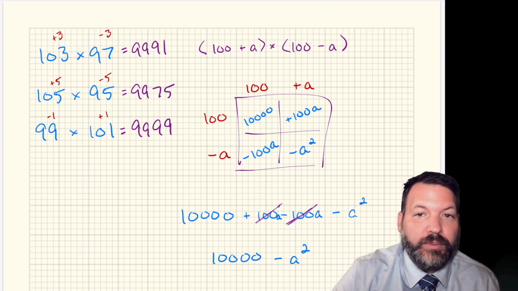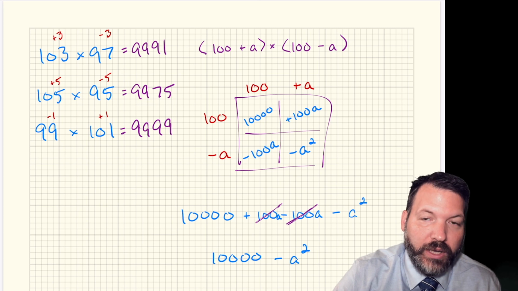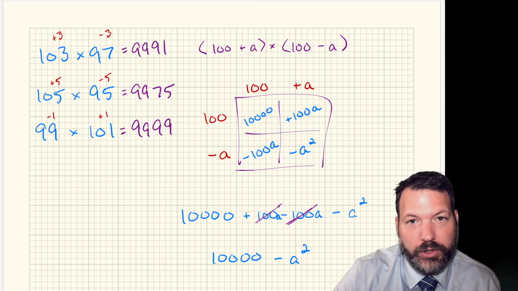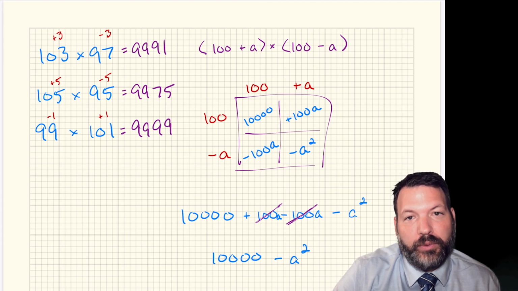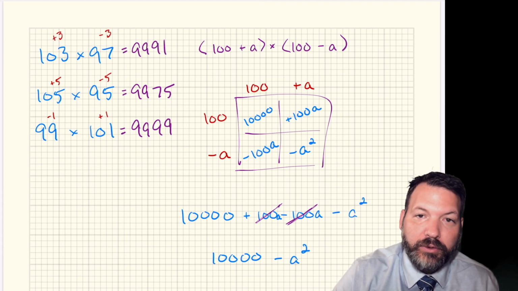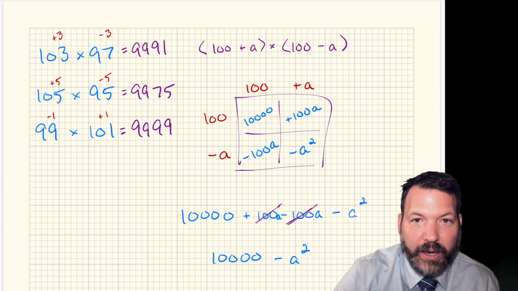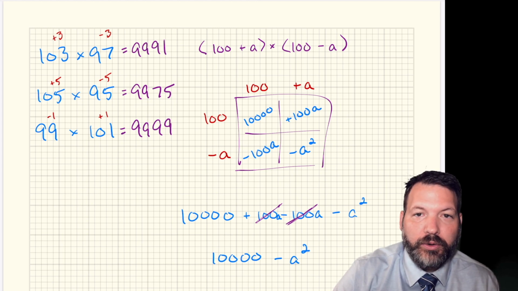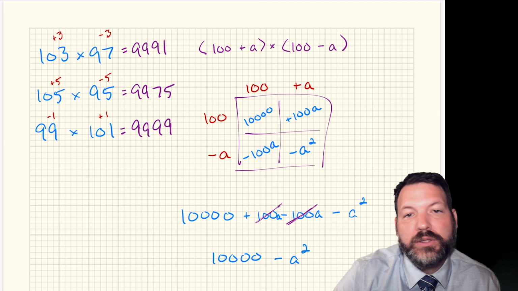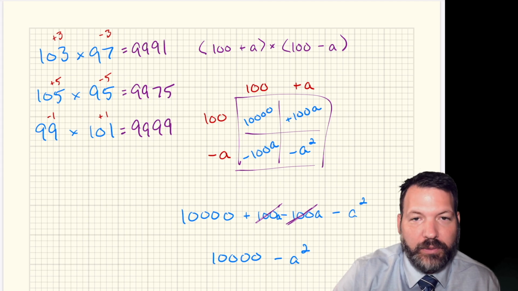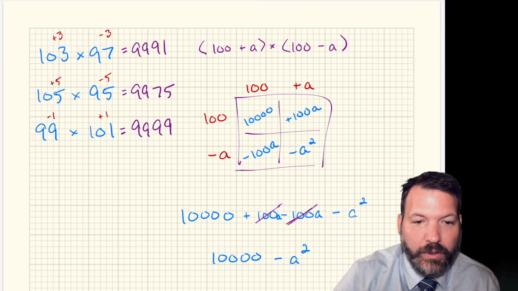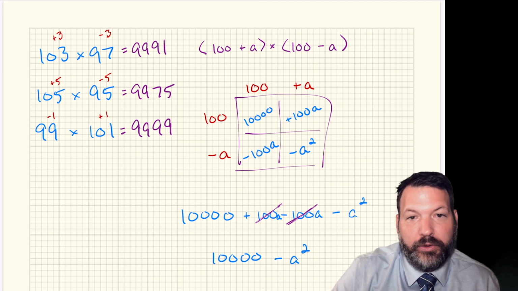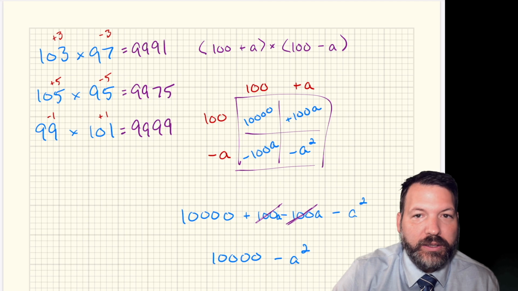99 times 101. Now, you might remember we have a different reason to already believe this is 9,999. We did something called the 101 trick a few weeks ago with two-digit numbers where we just repeat the two-digit number. But we can see now, oh, there's a different reason to think that 99 times 101 is 9,999, because both 99 and 101 are 1 away from 100. 1 squared is 1, and 10,000 minus 1 gives us 9,999.